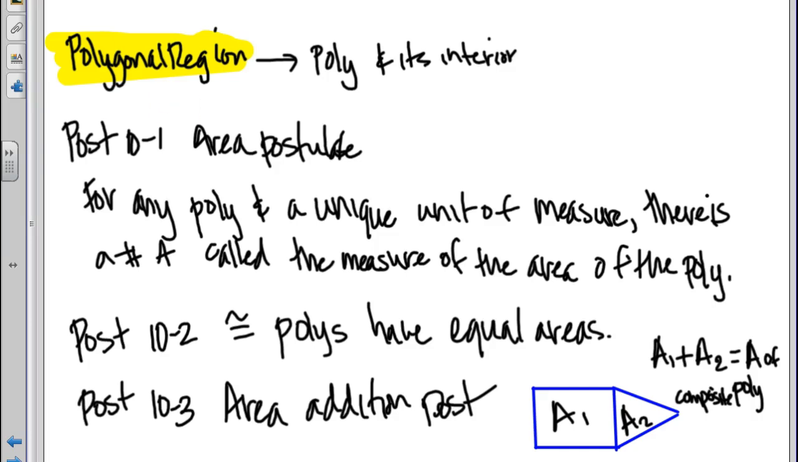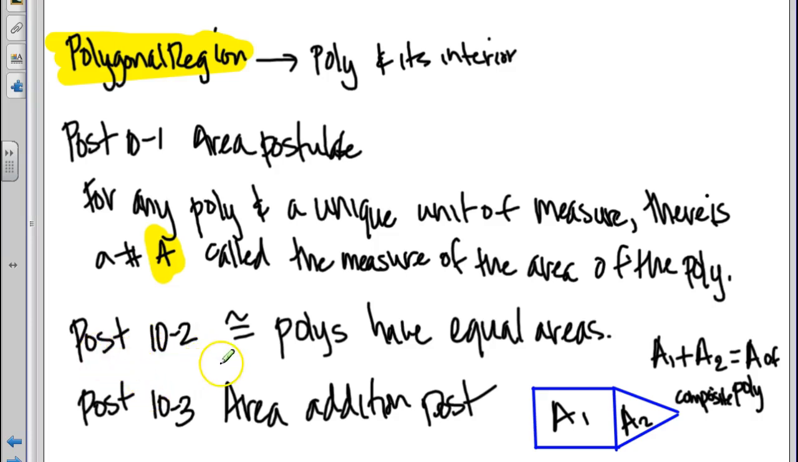All right, postulate 10.1. It's called the area postulate, and it says for any polygon in a unique unit of measure, so like centimeters, meters, inches, they may say a unit, that's fine. There is a number A, which stands for area, right? There's a number A called the measure of the area of the polygon. So for any polygon, and then they'll give us a unit of measure, there is a unique area for each polygonal region. All right, we've looked at that.